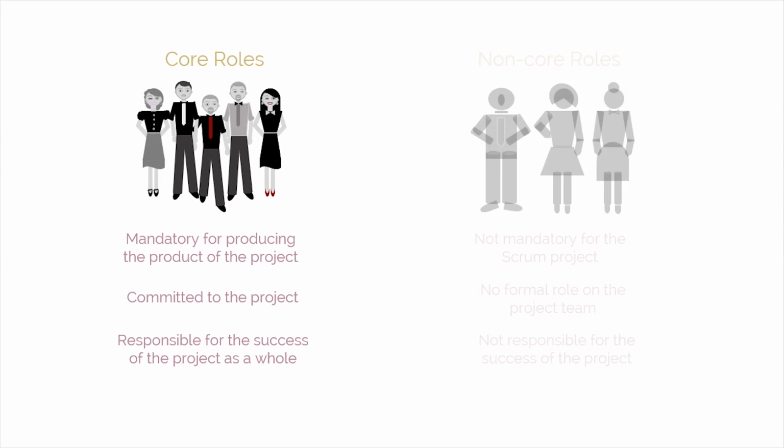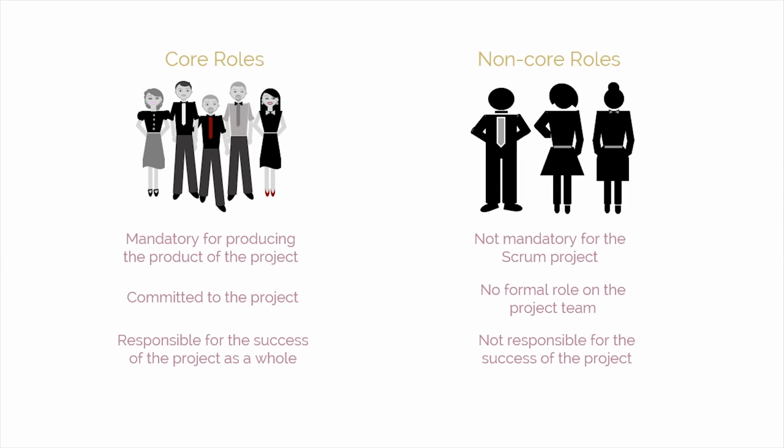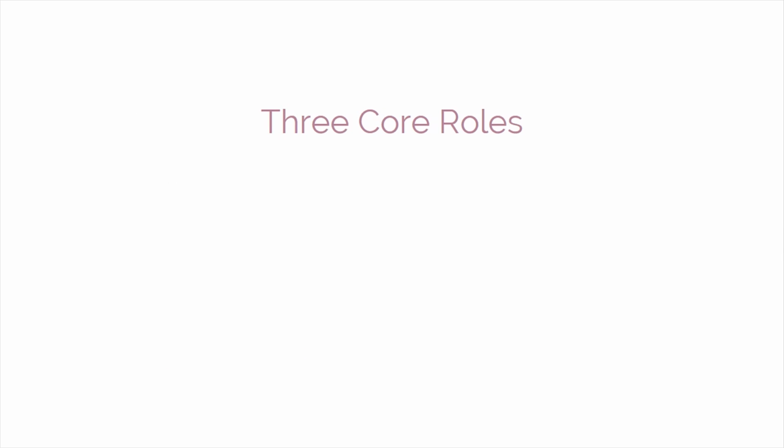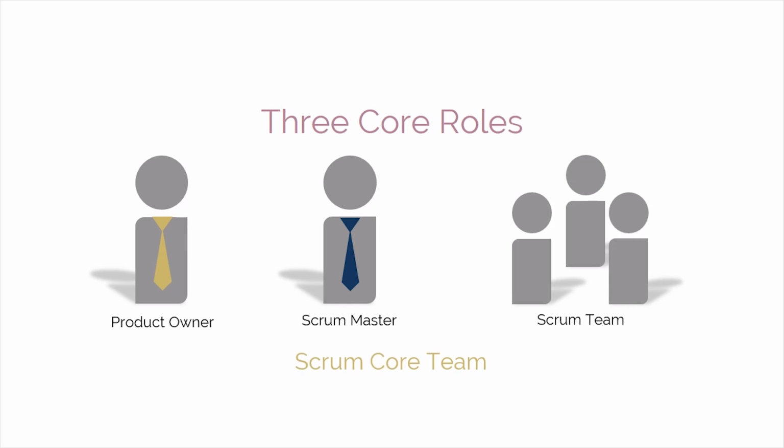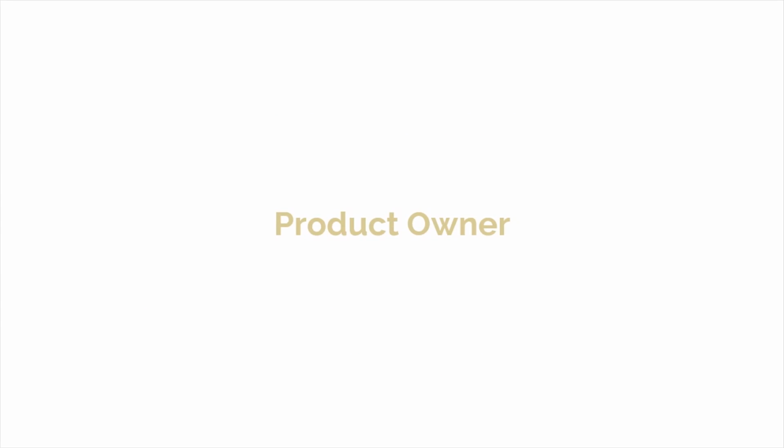And in the last video, we introduced the core and non-core roles that are applied in Scrum. In this video, I'll go over the 3 core roles in detail. You'll remember that those 3 roles are the Product Owner, the Scrum Master, and the Scrum Team. So let's get started and break down each of these roles so that you understand what they're all about.